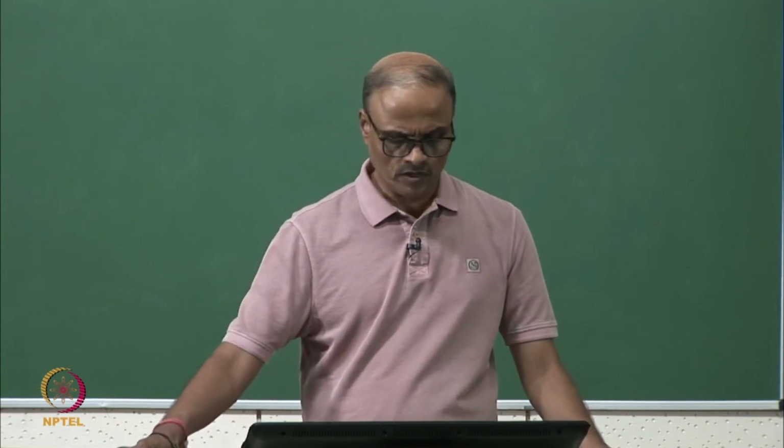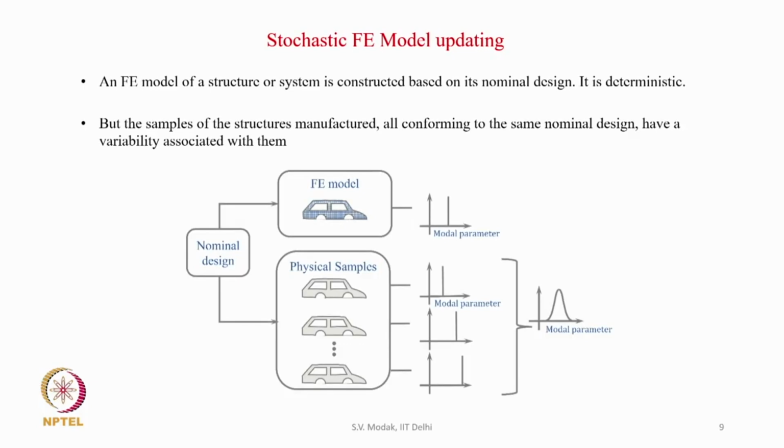So, this situation is depicted using this figure here. You see we have a certain nominal design of a product or a system. Based on that nominal design, we make this FE model, and this FE model is a deterministic model, and therefore, the model parameters which are predicted by this FE model are deterministic, they are single valued. For example, one particular model parameter is shown here, and that has a unique value shown by this vertical line.